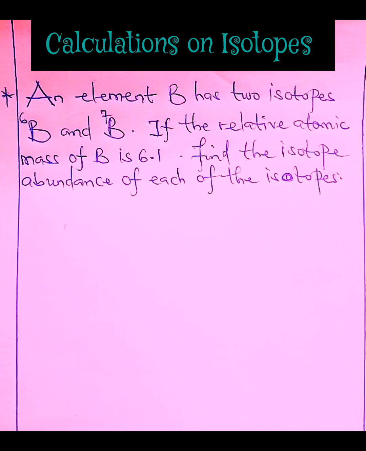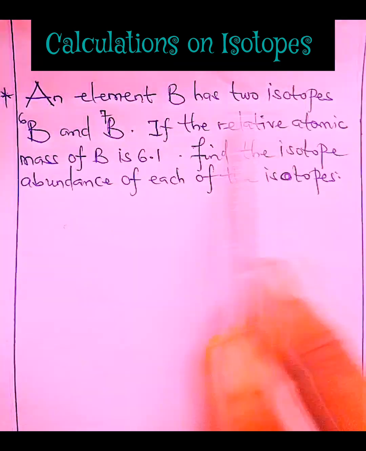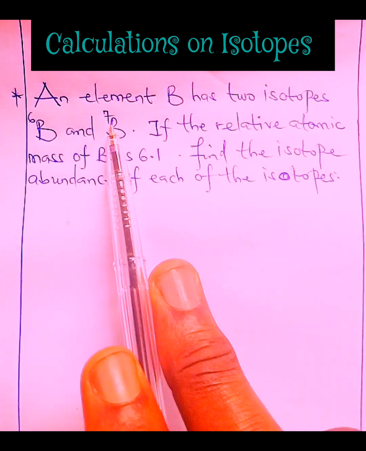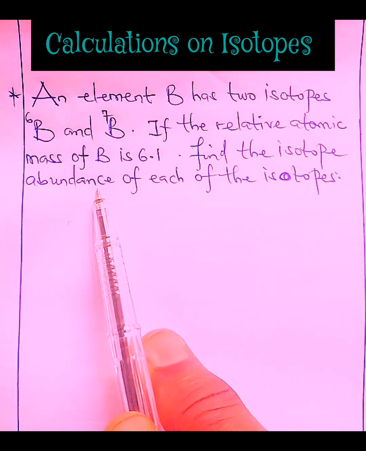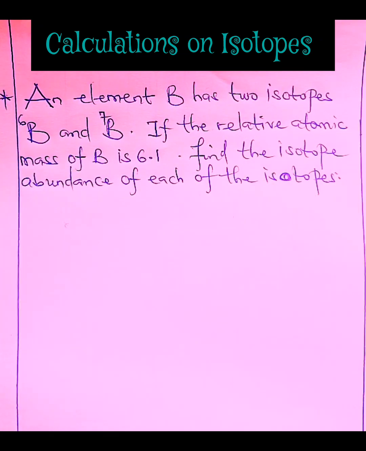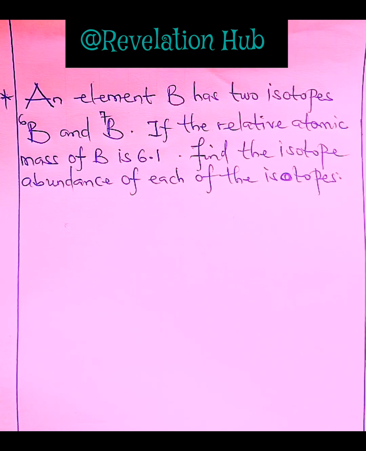Okay, guys, this was the last question we were given as a take home in our previous lesson. An element B has two isotopes, B6 and B7. If the relative atomic mass of B is 6.1, find the isotope abundance of each of the isotopes. Now, this is very simple and direct. We've been given the atomic mass unit for each of the isotopes, and also we're given the average relative atomic mass of the given element B to be 6.1. Now, we're asked to get the isotope abundance, the percentage proportion of each of those isotopes in nature.